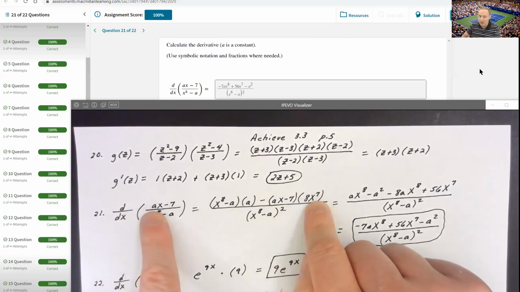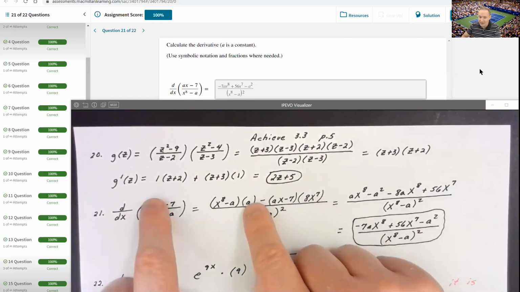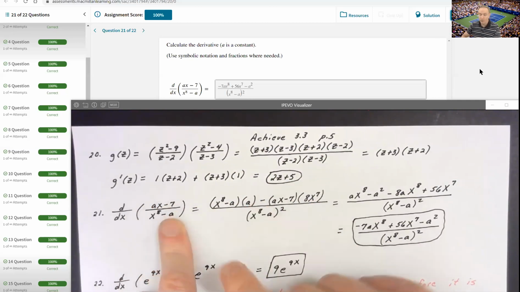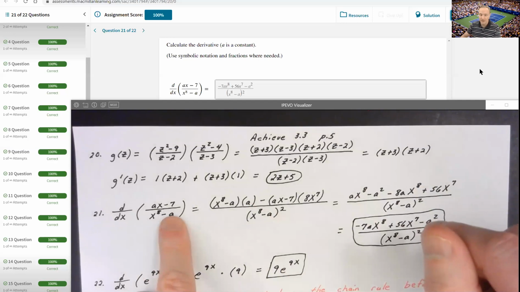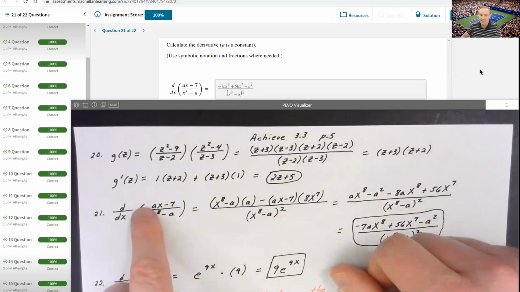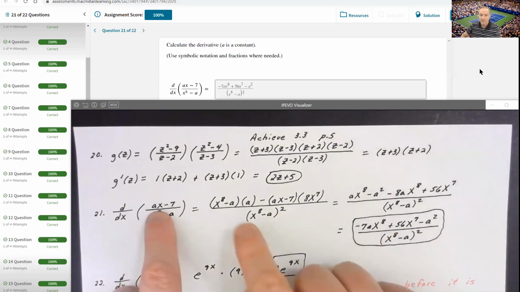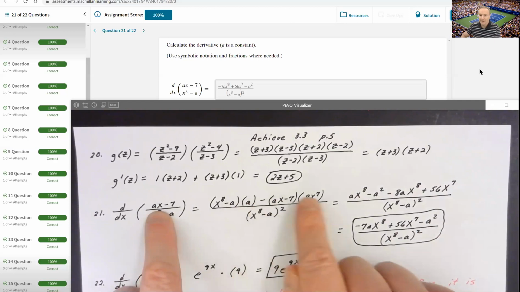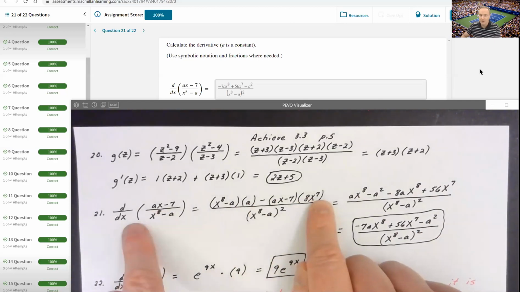And now I need you to understand why I had an a here when I took the derivative of the numerator. But then some students will say, well why is the a disappearing here? Because it's just a constant. Derivative of any constant is 0. The only reason that that a stayed in the numerator is because it was the coefficient of a variable of x.